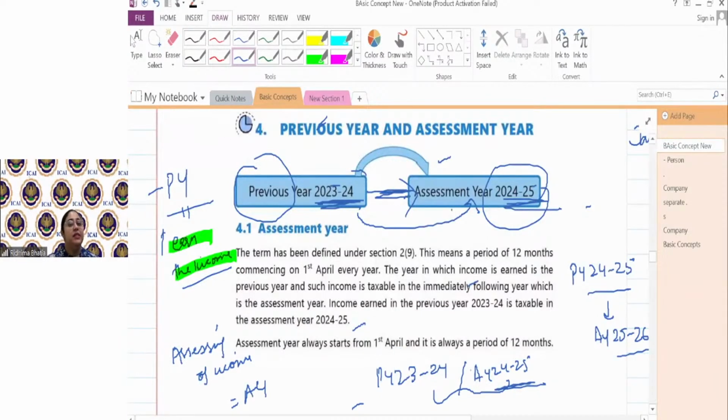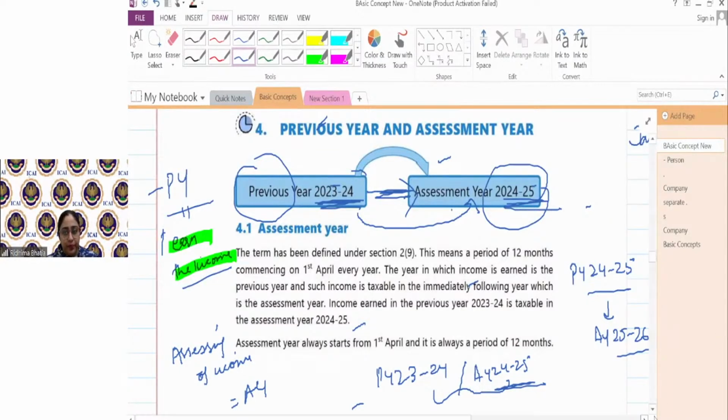So the reference is the same. So can I conclude a previous year is a financial year in which you're earning the income, and the same income, when assessed, that assessment happens in the assessment year? Why? Because technically you will wait for the year to end, then only would you be able to assess that income and what is the total income which you have earned during the year. So income is earned in the previous year, it is assessed in the assessment year.